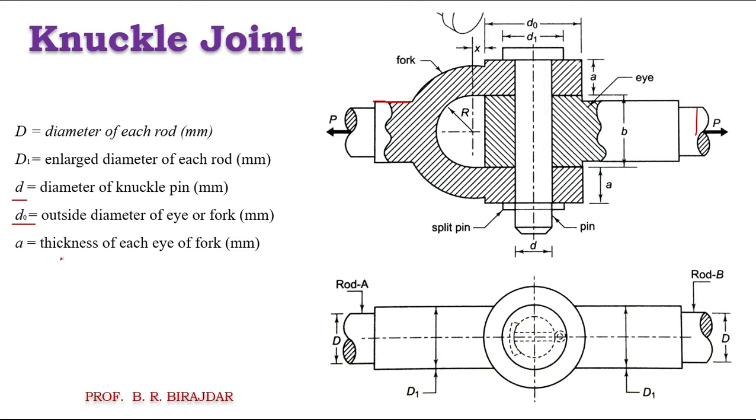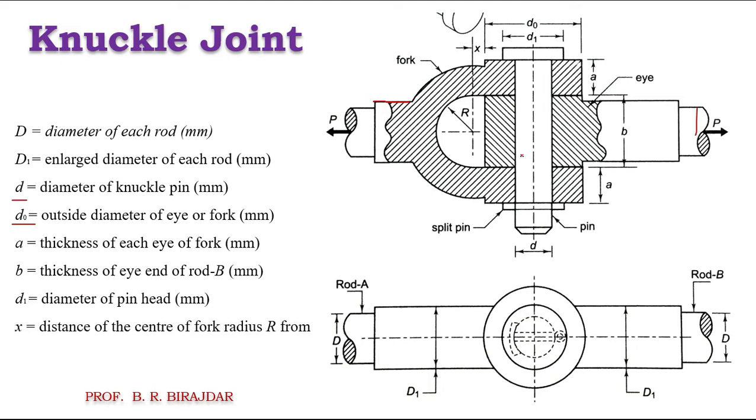Small a is the thickness of each eye of the fork, so this is the thickness of the fork end. And small b is the thickness of the eye end. Then D1 is also the diameter of the pin head, whatever the diameter d of the pin, its head we denote by D1. X is the distance of the center of the fork radius from the end of the eye end, that is, the center of this arc to this end, we denote it by X.